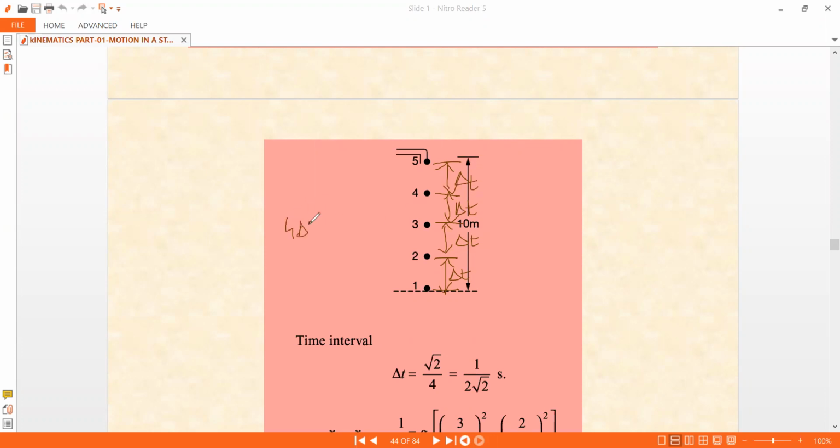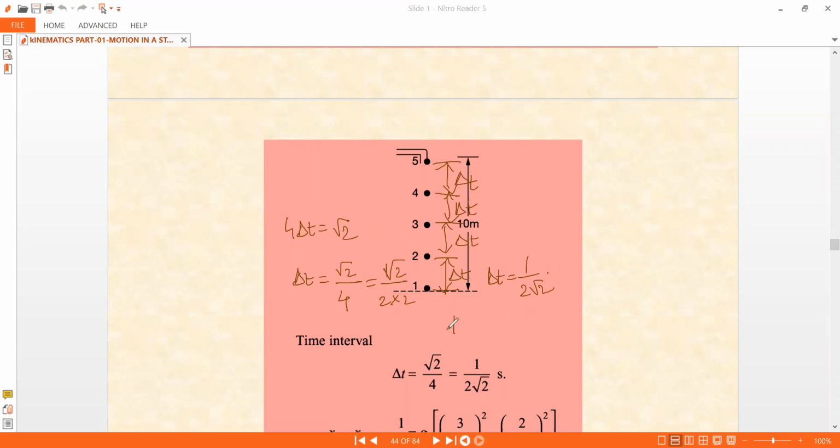So 4 delta t is equal to the entire time for the first drop to reach the ground, which is √2 seconds. So delta t is √2 divided by 4, which you can write as 1 by 2√2. So delta t happens to be 1 by 2√2.